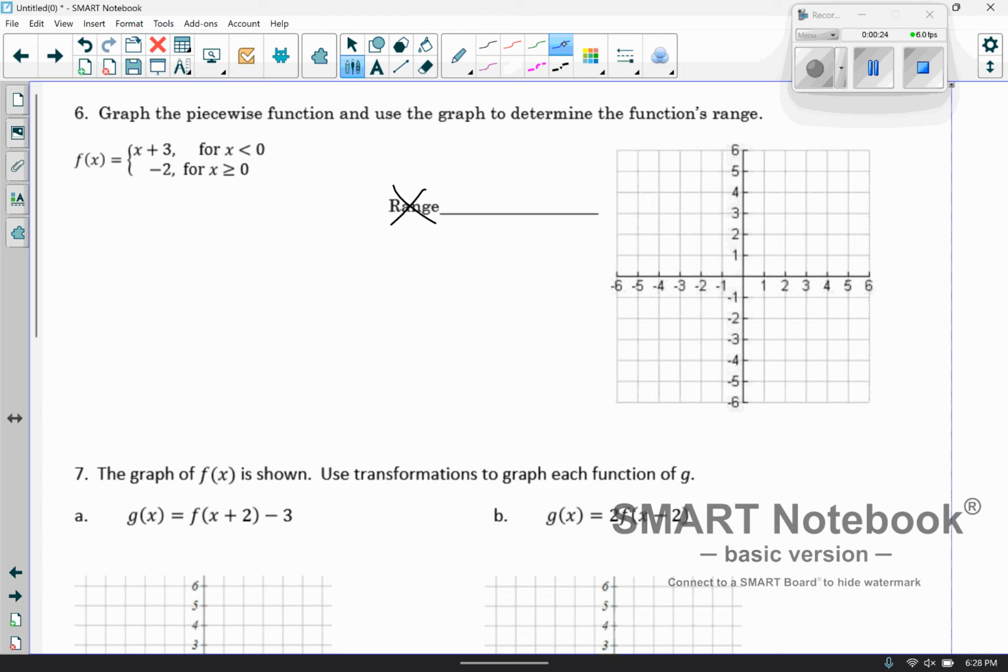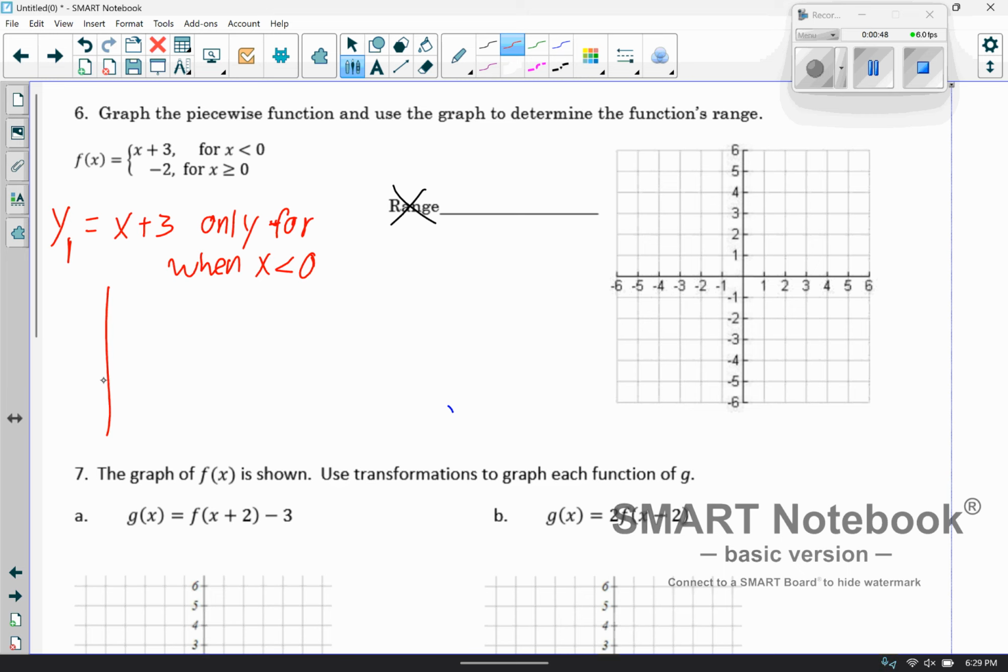So when graphing these, okay, so a piecewise function is just broken into pieces. And so we'll call this first one piece one. So we'll call it y1 equals x plus 3. And that is only for when x is less than 0, right? Only for when x is less than 0.